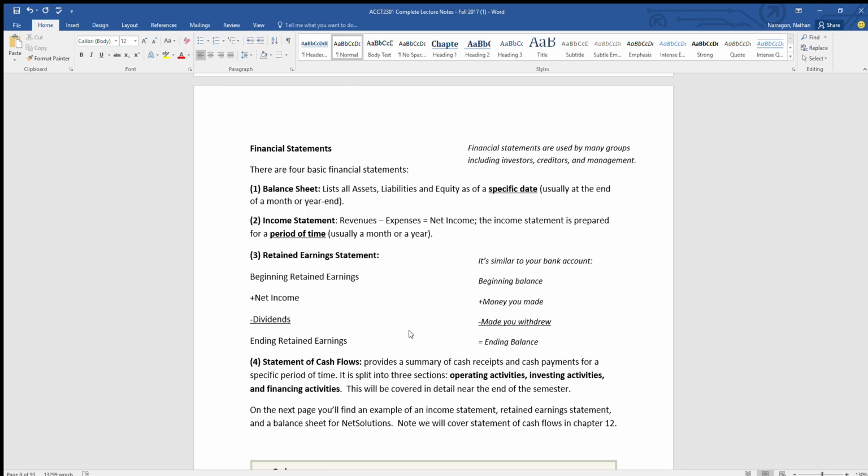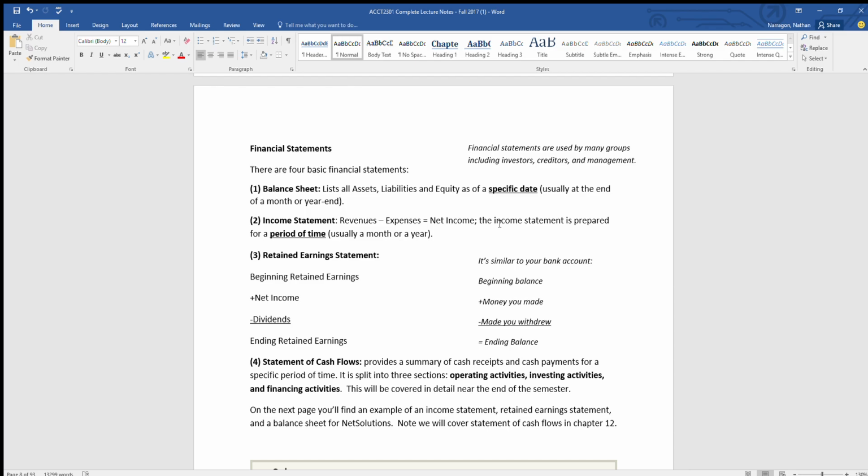The formula is revenue minus expenses will equal net income or net loss, depending on which one is greater. The income statement is prepared for a period of time. This is usually going to be for a month or a year, and it will say for the month ended, for the year ended. You will see that. That will definitely tell you if it's a perpetual or periodical statement.